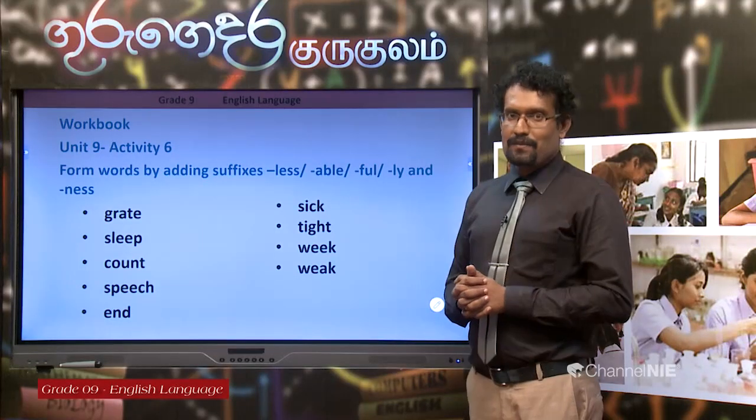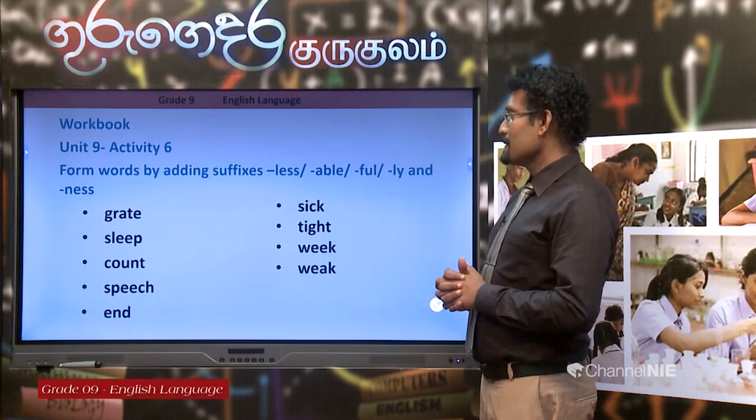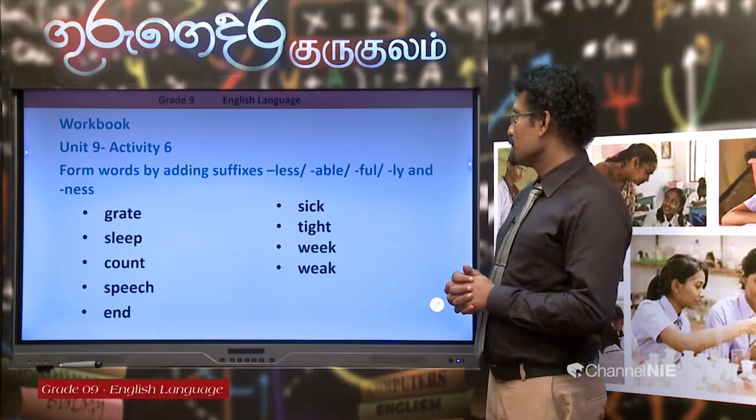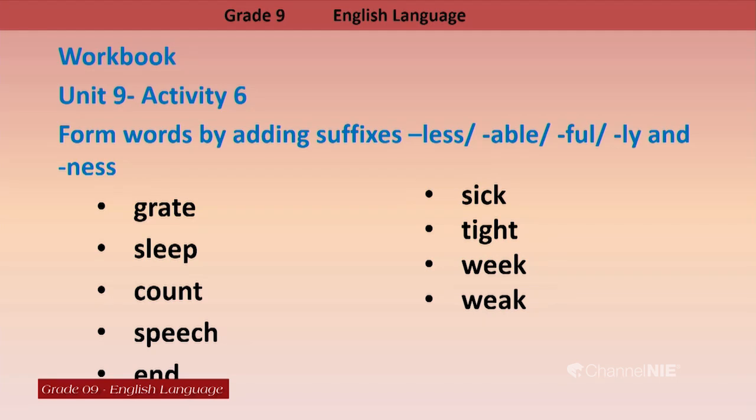So, there is another activity for you that is also from your workbook, Unit 9, Activity 6. Form words by adding suffixes less, able, full, ly and ness. These are the base words you have: great, sleep, count, speech, end, sick, tight, week, W-E-E-K, and there is another week, W-E-A-K. I hope you know the difference. W-E-E-K means we have 7 days per week. W-E-A-K means that the person is not healthy enough to do something, a weak person, right.